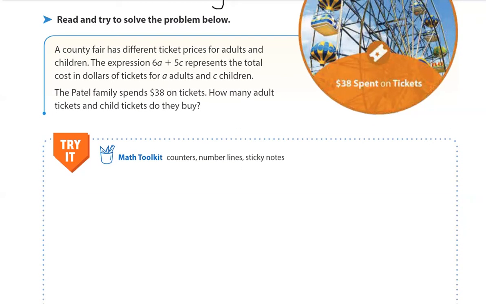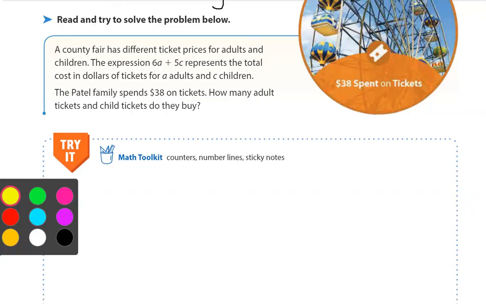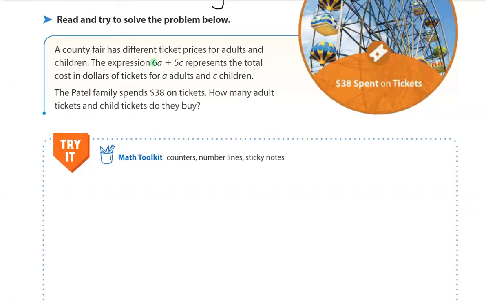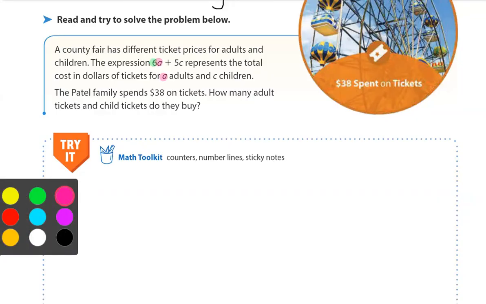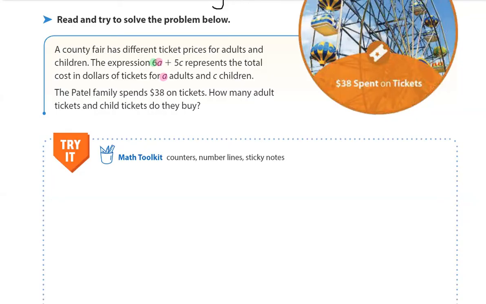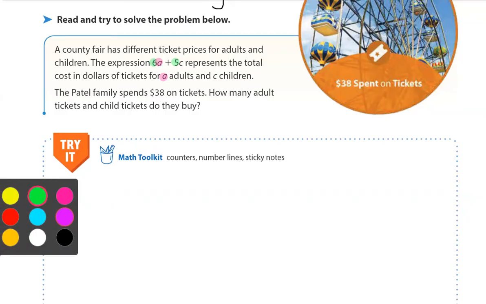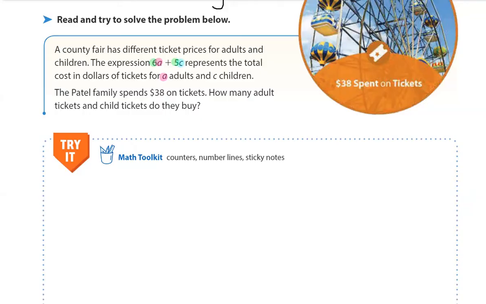Here's our try it. A county fair has different ticket prices for adults and children. The expression 6A plus 5C represents the total cost in dollars for A adults and C children. So the 6 is how much an adult ticket costs, and the A is how many adult tickets they bought. The 5 is how much the children's tickets cost, and the C is how many children they brought.